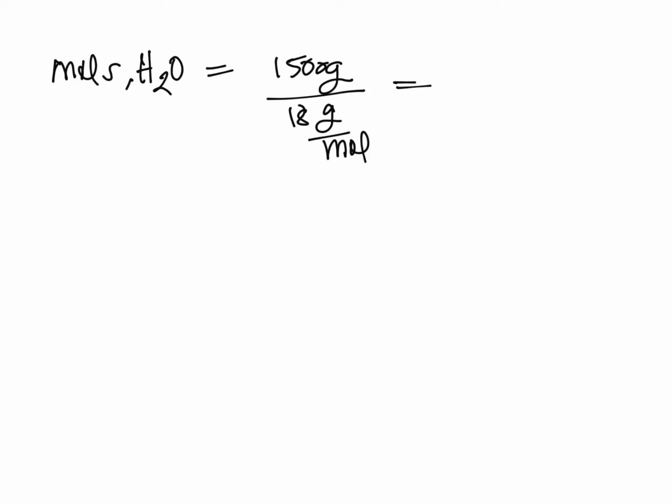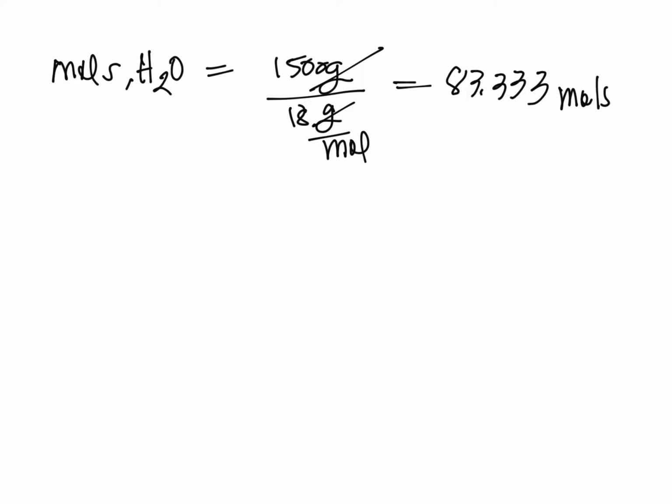Moles of water will be equal to 1,500 grams, because that's mass over molecular weight. Then that's 18 grams per mole for the molecular weight of water. And the answer for that is 83.333. So cancel the grams, then what's left for you is moles.